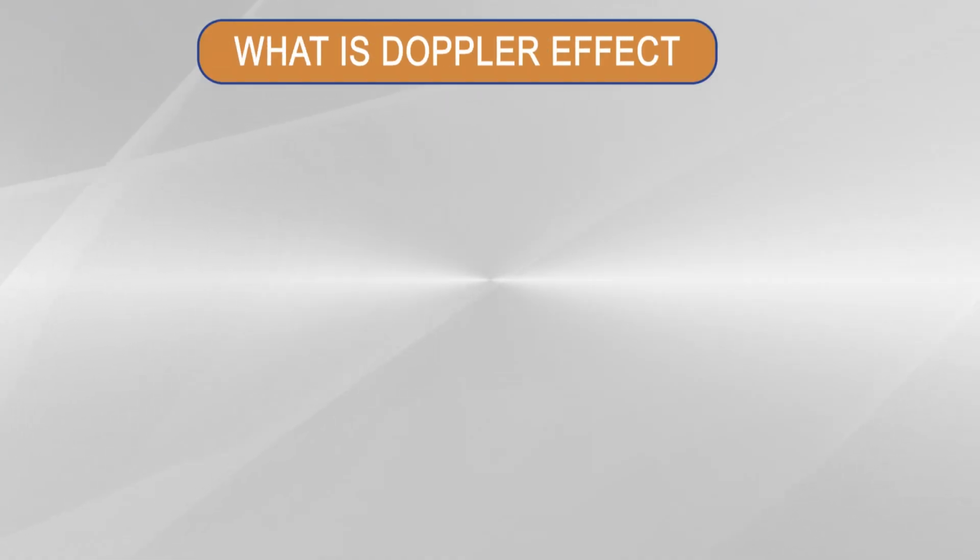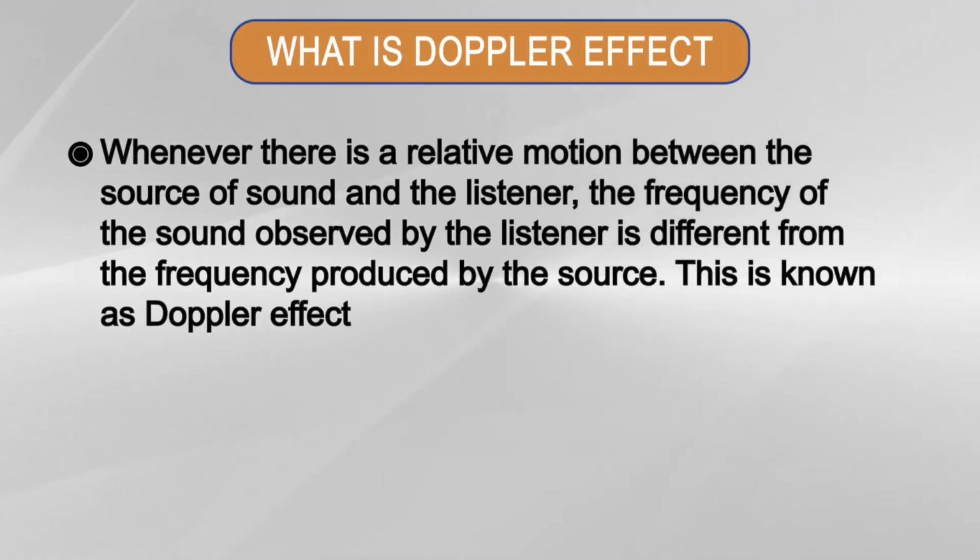In the simplest sentence, we can say that whenever there is a relative motion between the source of sound and the listener, either the source of sound is moving towards you, or you are moving towards the source of sound, or moving away from it, then due to that relative motion, the frequency of the sound observed by the listener is different from its actual frequency produced by the source. This is known as the Doppler effect.